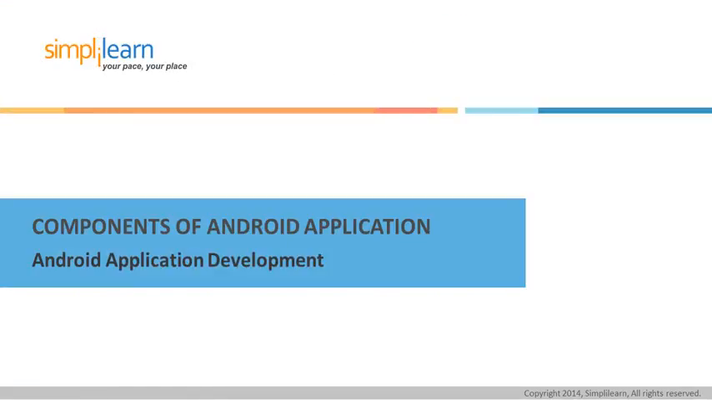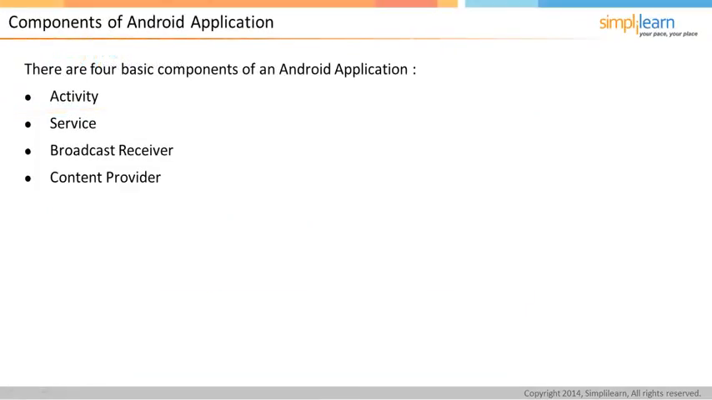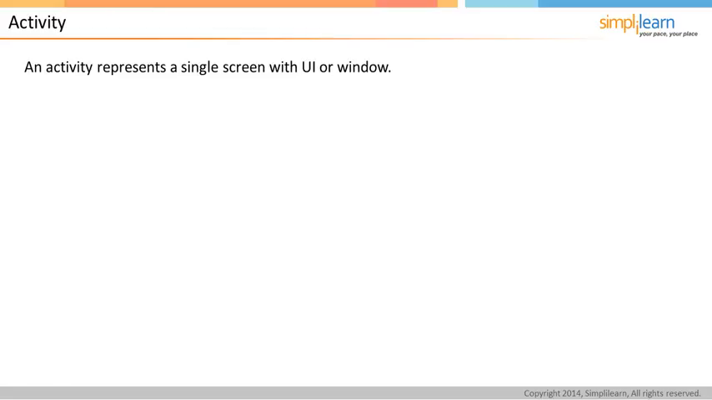Let us now start with the components of Android application. There are four basic components of an Android application, namely activity, service, broadcast receiver, and content provider. Let us learn about these components in detail in the subsequent slides. In this slide, we will discuss the first component, activity.